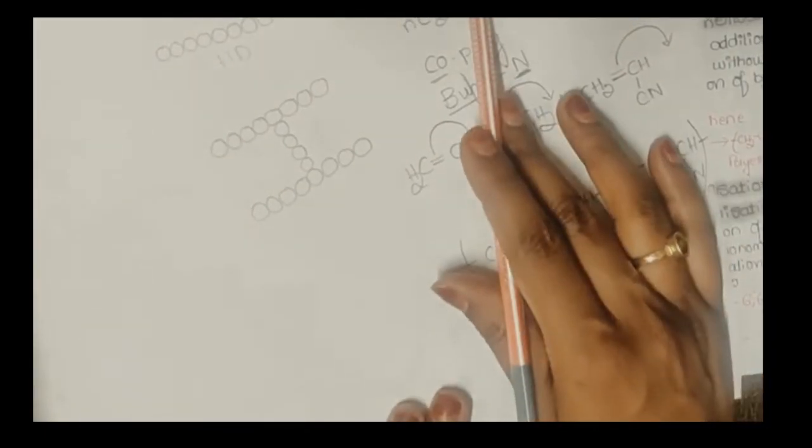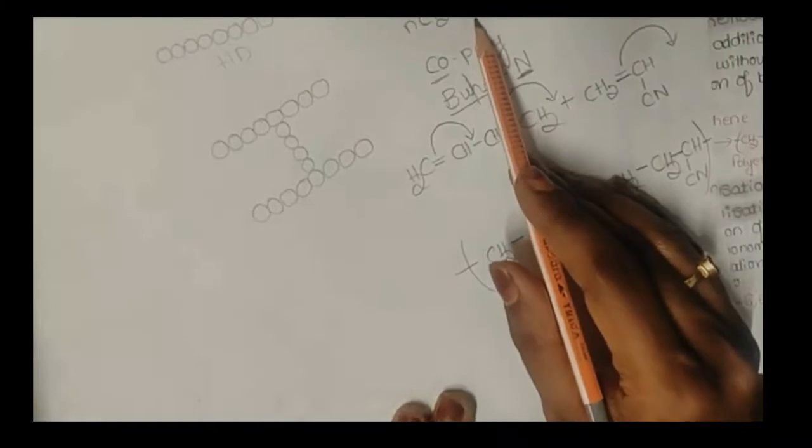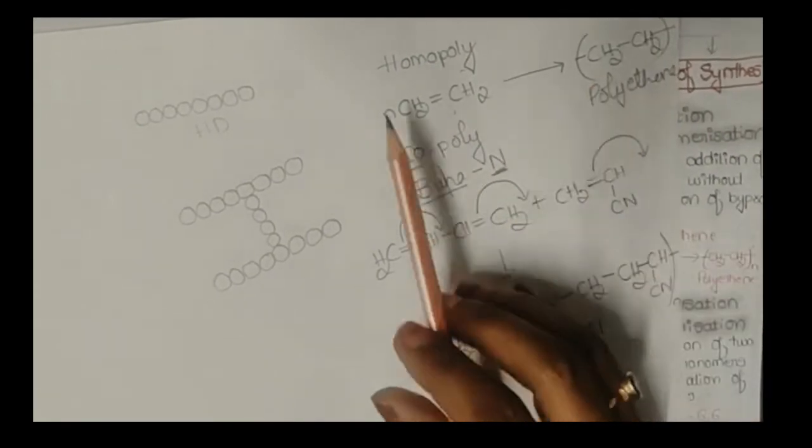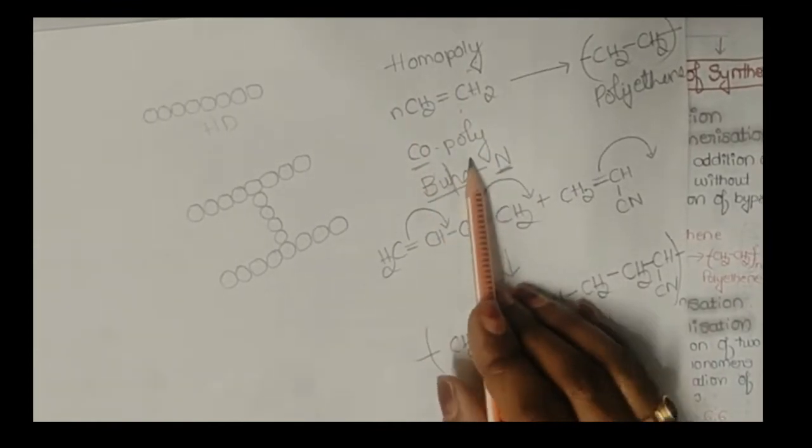So I hope you have understood that in case of homopolymerization, I should take a single monomer, a single monomer repeated several times without elimination of simple molecules. If I end up with a polymer, then it is called homopolymerization. In copolymerization, I should take 2 different monomers and both the monomers should have an unsaturation and they get added up without elimination of simple molecules. Then it is called copolymerization.